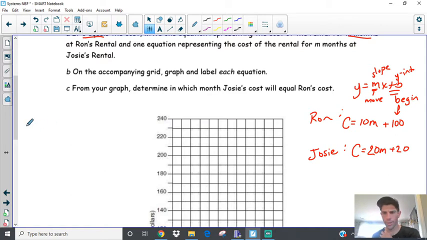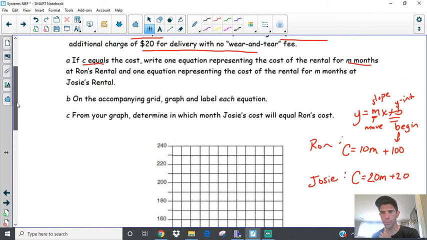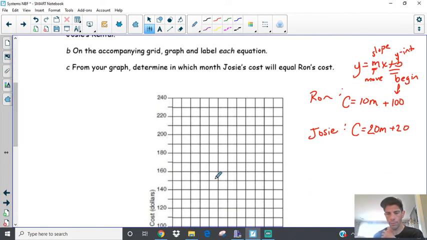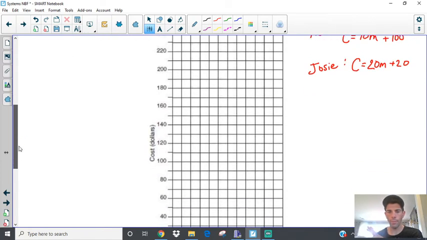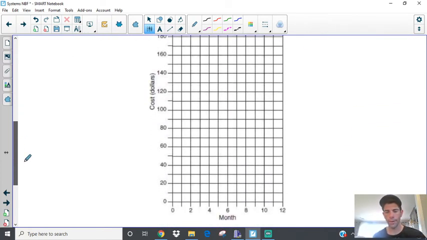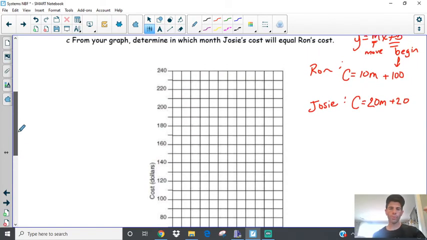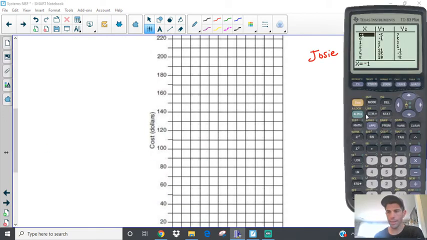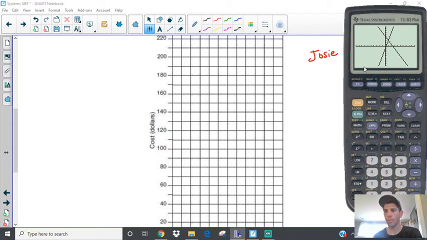Let me just double check that I had the right numbers there for Josie, which was $20 a month and a $20 difference. Okay, good. So now we'll go ahead and throw this into our calculator. The one thing I'm going to notice right away is the way they gave this graph: the x just goes from 0 to 12, and the y goes from 0 to 240. We're going to have to keep that in mind, because that's not how a standard 10-by-10 graph looks. So let's go ahead and put that in.